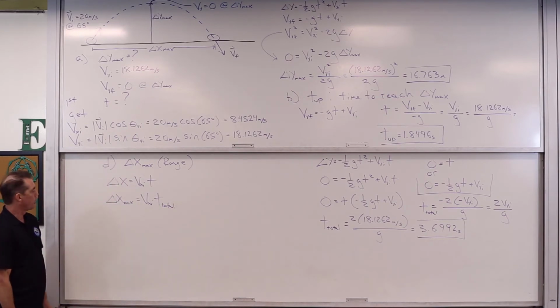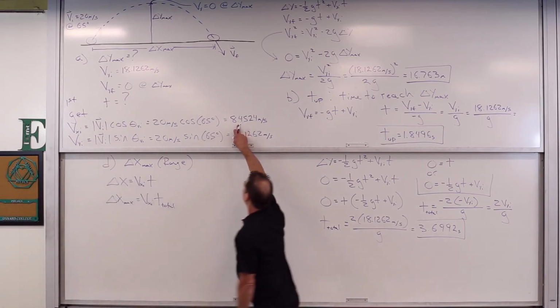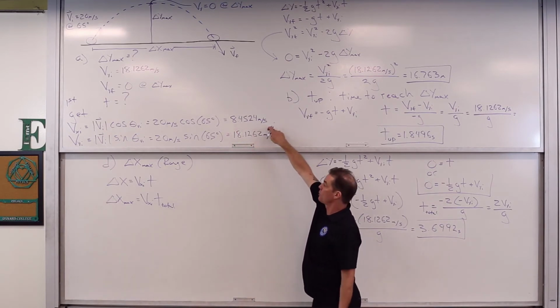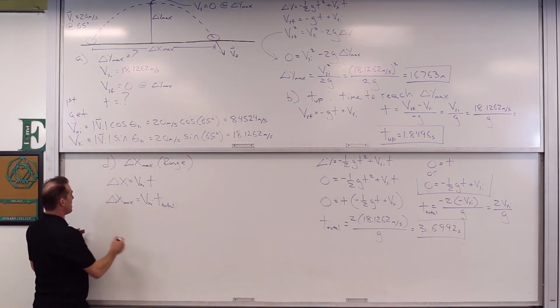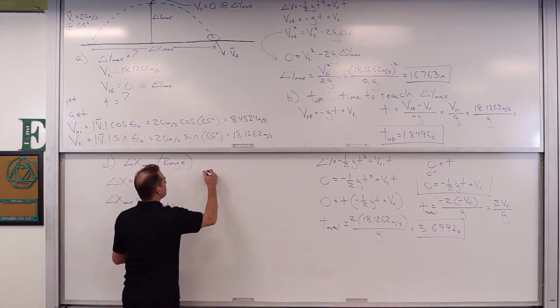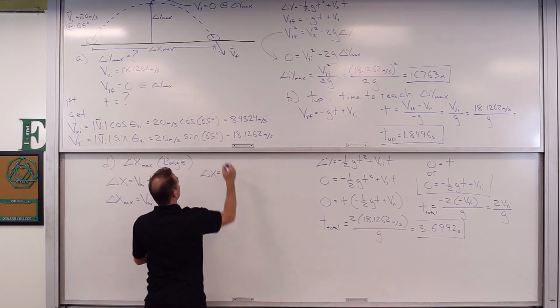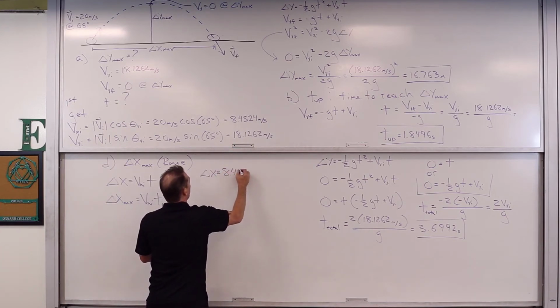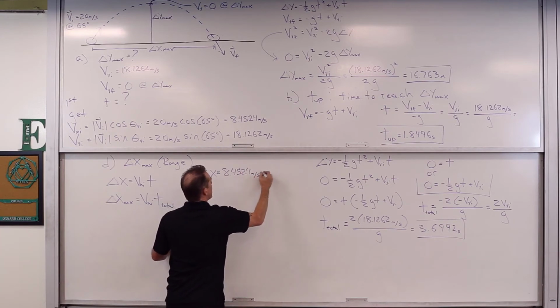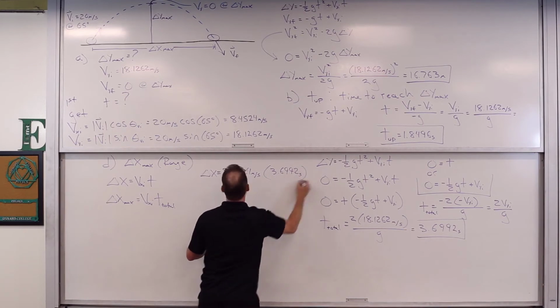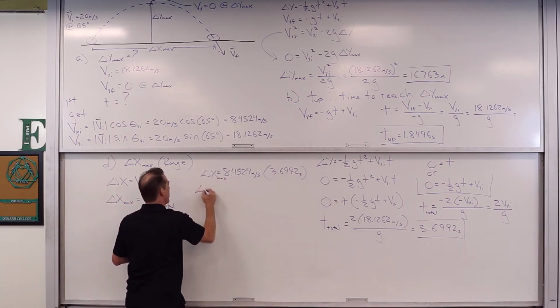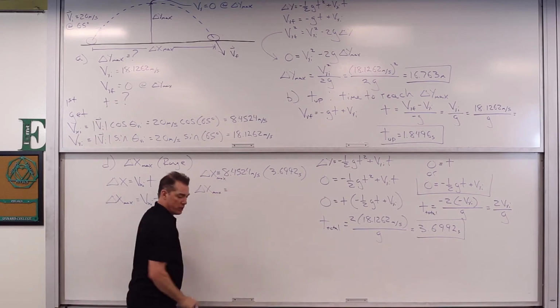That's it. Do we know what t total is? Yes, we do: 3.6992 seconds. Do we know what vx initial is? Yes, we do. It's 8.4524 meters per second. That was one of the first things that we figured out, the x component of the object's initial velocity. So with that, delta x is going to be equal to 8.4524 meters per second multiplied by 3.6992 seconds.